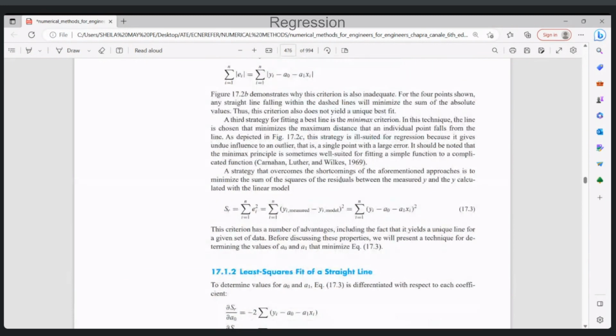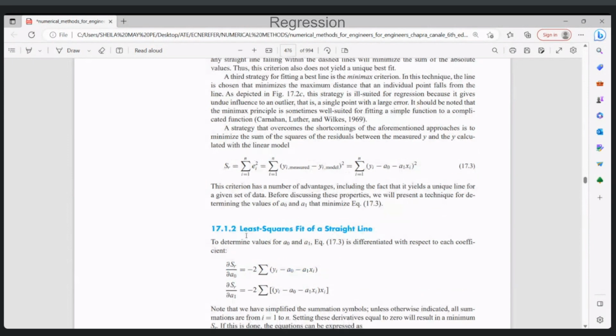So, a strategy that overcomes the shortcomings of the aforementioned approaches is to minimize the sum of the squares of the residuals between the measured y and the y calculated with the linear model. We have here S sub r equals the summation of y sub i measured minus y sub i model, squared. And this criterion has a number of advantages, including the fact that it yields a unique line for a given set of data.